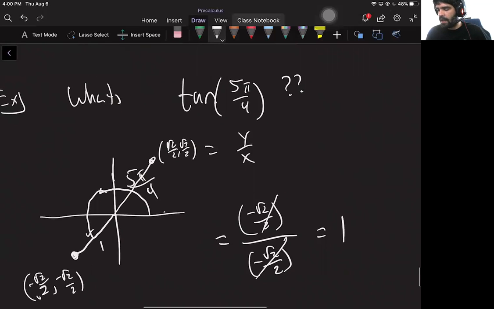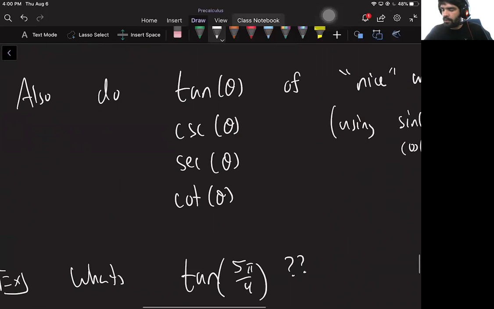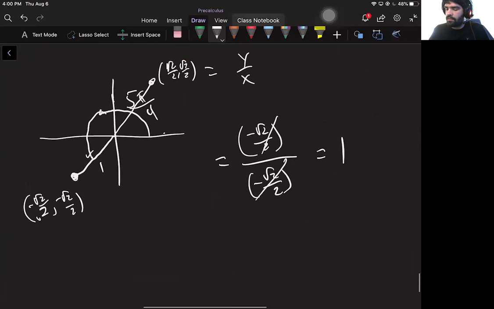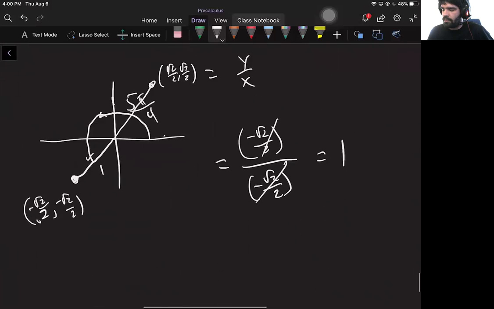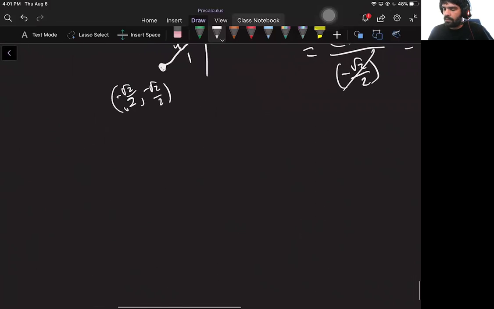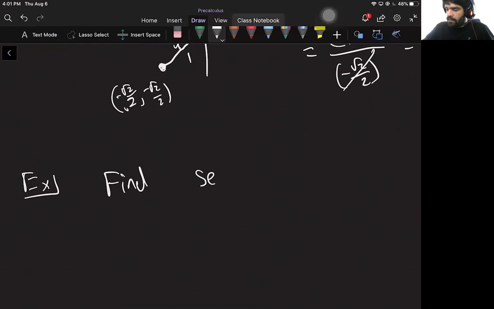So when you see tangent of 5 pi over 4, or cosecant of 5 pi over 4, or these other ones, it's not like a brand new problem. You just think of them in terms of x's and y's, and the r is just 1 on the unit circle, and then you just use what we did before. Okay, so I'll do one more for extra practice. Find the secant of, let's do 7 pi over 6.